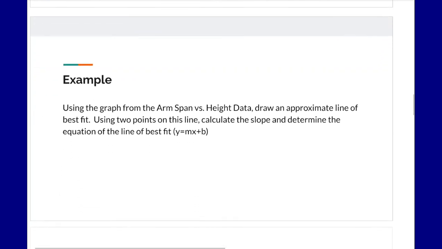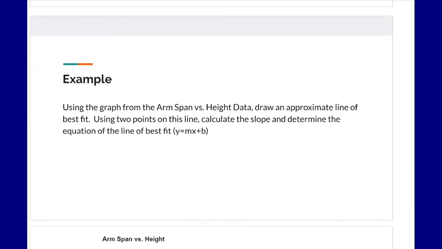So we're going to look at a couple of examples now where we are going to create a line of best fit. In this case, we're going to go back to the graph of the arm span versus the height data, and we're going to draw an approximate line of best fit. We're going to use 2 points on this line and calculate the slope and determine the equation of the line of best fit by hand. So we're going to do that first.